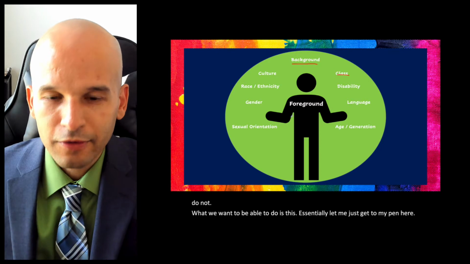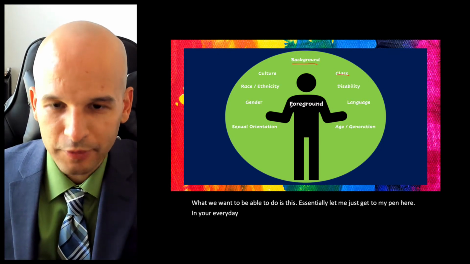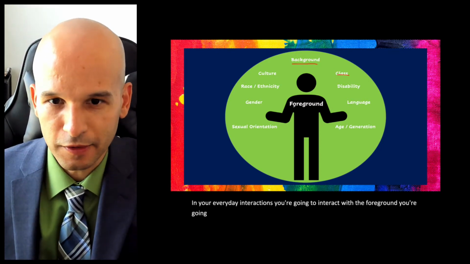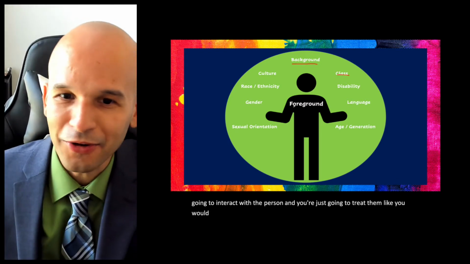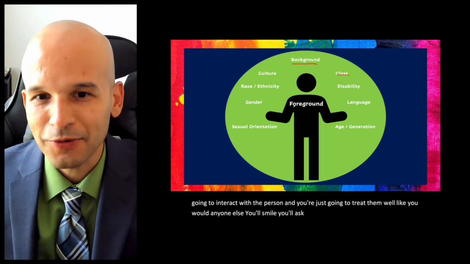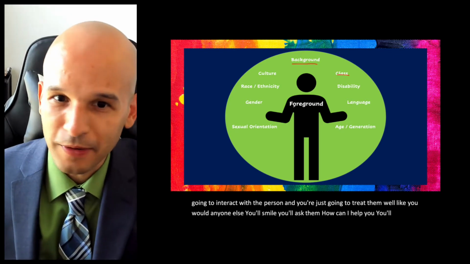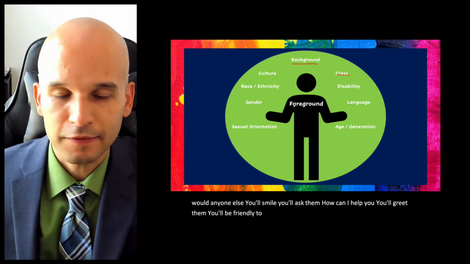In your everyday interactions, you're going to interact with the foreground. You're going to interact with the person, and you're just going to treat them well like you would anyone else. You'll smile. You'll ask them, how can I help you? You'll greet them. You'll be friendly to them. And you'll do all those things.